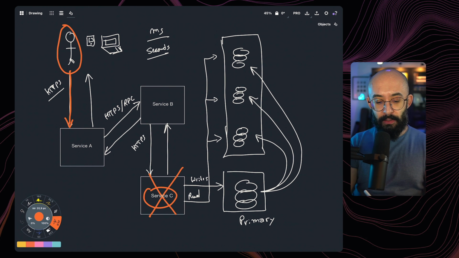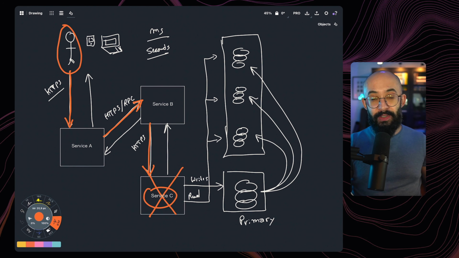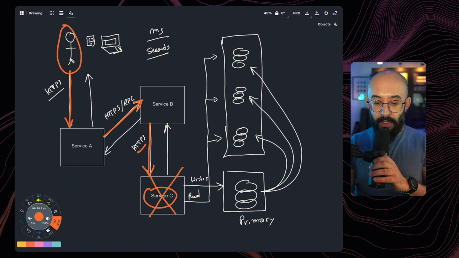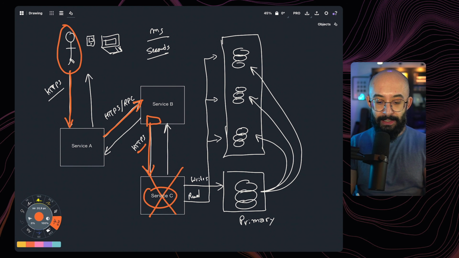All of the requests that are coming into service A, now they are hanging, waiting for the data from service B. Service B is trying to make calls to service C, but service C is just not available. Either service B calls are hanging forever, because maybe we did not implement timeouts on the HTTP client that is built into service B.